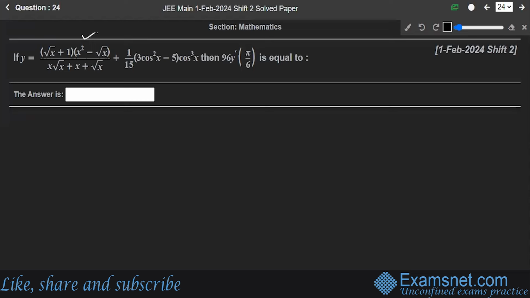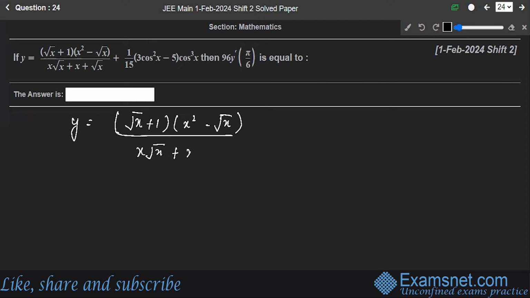Let's move to the next question. Question number 24: if y is given by this expression, this plus this, then 96 y dash of pi by 6 is equal to. So that means I have to find the derivative of this y. For that, let's solve this y. y is equal to root x plus 1, x square minus root x whole thing divided by x plus this, plus 1 by 15, 3 cos square x minus 5 cos cube x.